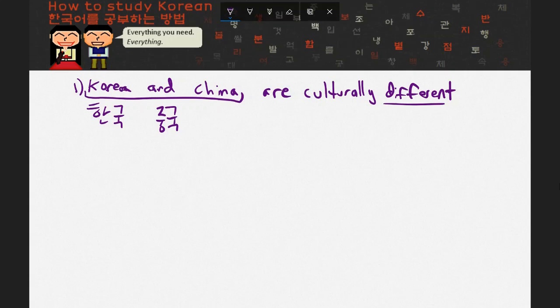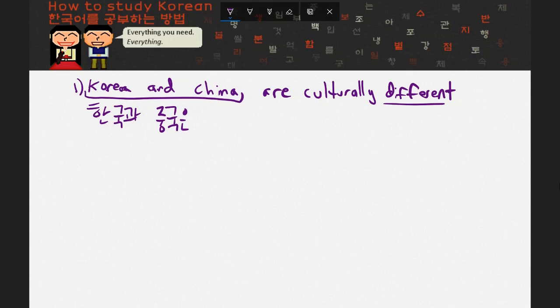If I want to say Korea and China, I have to use one of the particles that indicates that I'm talking about two things like this to make the meaning of and. It could be 한국이랑 중국, but I'll use 과, but it doesn't really matter which one you use. 한국과 중국. Now, if I put the particle 은 here, that's telling me that both of these things together are the subject of the sentence. So what I have right now is Korea and China.